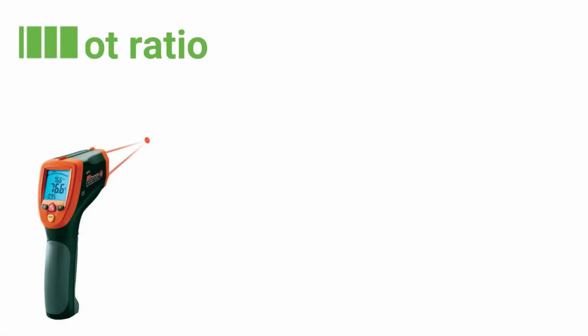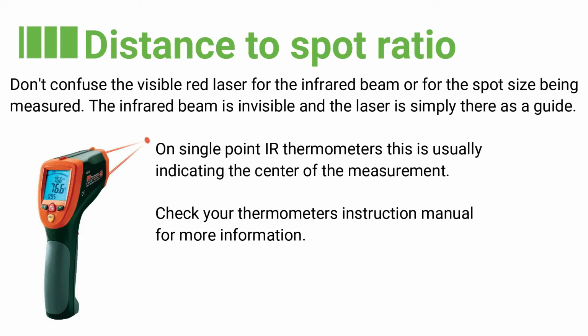Don't confuse the visible red laser for the infrared beam or for the spot being measured. The infrared beam is invisible and the laser is simply there to act as a guide. On single point IR thermometers, this is usually indicating the center of the measurement. Check your thermometer's instruction manual for more information.